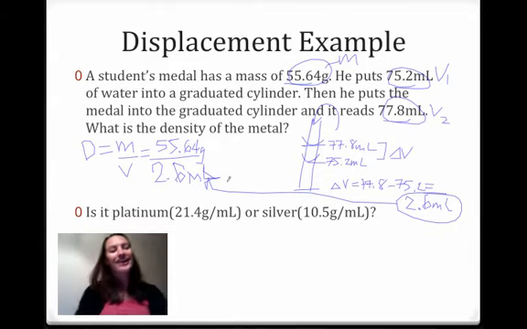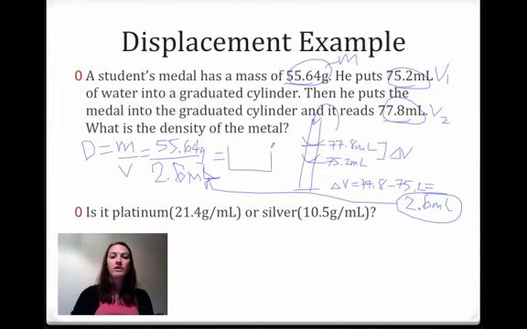All right, so what I want you to do is solve for this volume. I want you to tell me what this volume is in your notes. And then I want you to decide, do you think the metal is made out of platinum that has a density of 21.4 grams per milliliter, or do you think it's made out of silver that's got a density of 10.5 grams per milliliter?